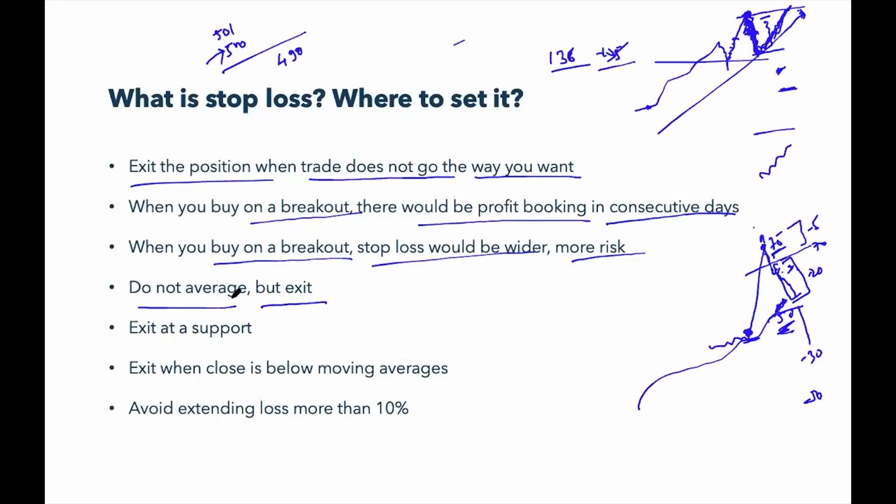Okay, so important is that you do not average, but exit. Why? Because let's say the stock was going up like this. Let's say the current market price, or your buying price, is 100 rupees, and you have kept a stop loss of 95 rupees. It goes here. Now you kept 95 as the stop loss.